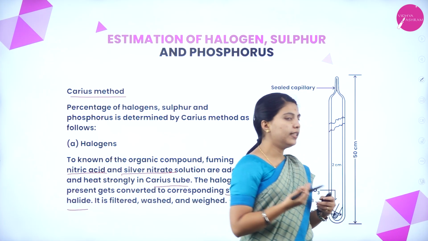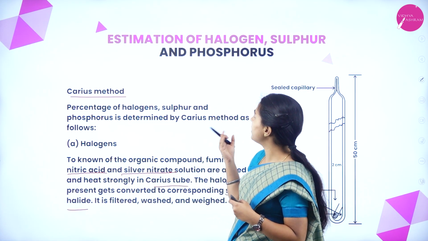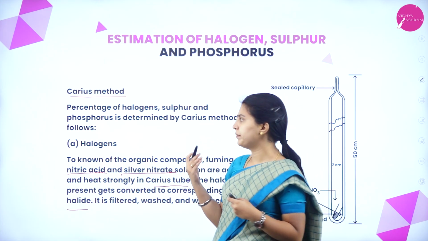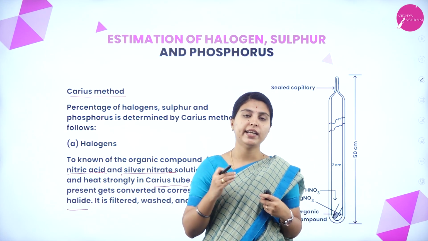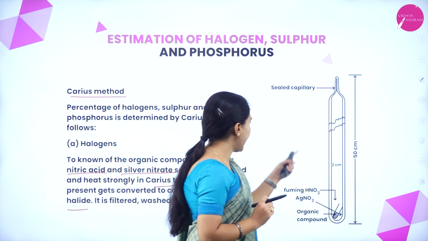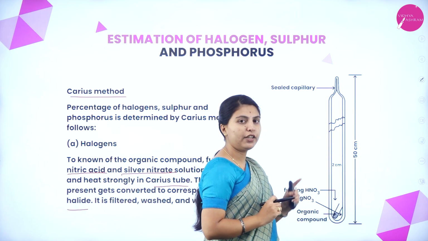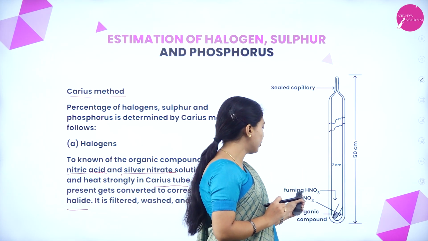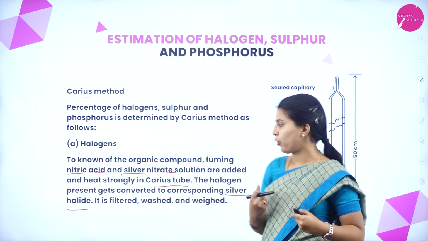See here, all three kinds of elements, halogens, phosphorus and sulfur, will be estimated by the Carius method, by Carius tube. This is the Carius tube. Inside that, the organic compound will be present. For that, fuming nitric acid, that is HNO3, and silver nitrate should be used and heated properly.